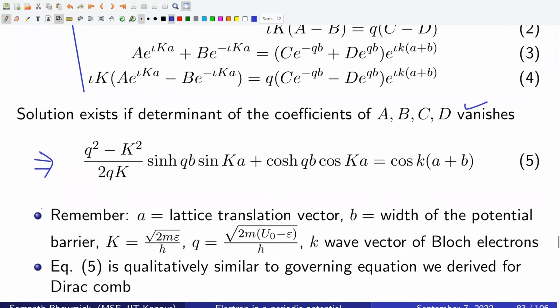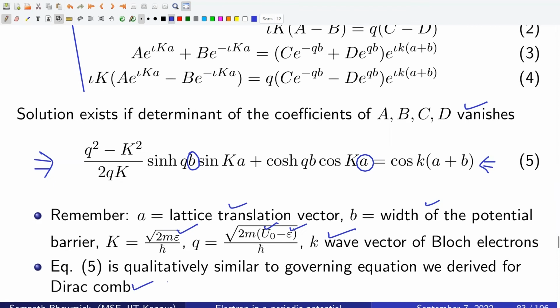Note that in this equation, a is the lattice translation vector, b is the width of the potential, capital K is related to the energy, small q is related to the height of the potential as well as the energy, and small k is the wave vector of electrons. Equation 5, that is this equation, is qualitatively similar to the governing equation we derived for the Dirac comb.